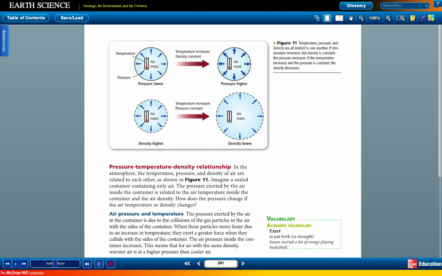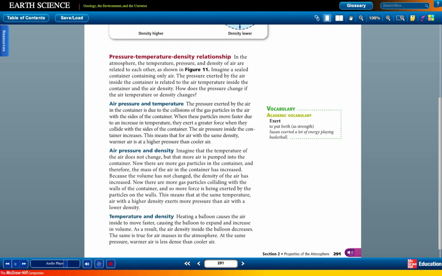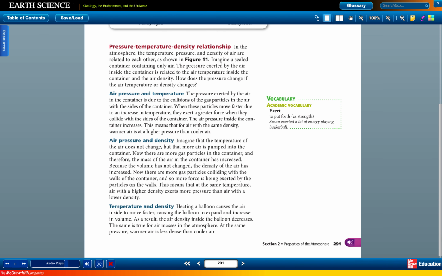Air pressure and density. Imagine that the temperature of the air does not change, but that more air is pumped into the container. Now, there are more gas particles in the container, and therefore the mass of the air in the container has increased. Because the volume has not changed, the density of the air has increased. Now there are more gas particles colliding with the walls of the container, and so more force is being exerted by the particles on the walls. This means that at the same temperature, air with a higher density exerts more pressure than air with a lower density.